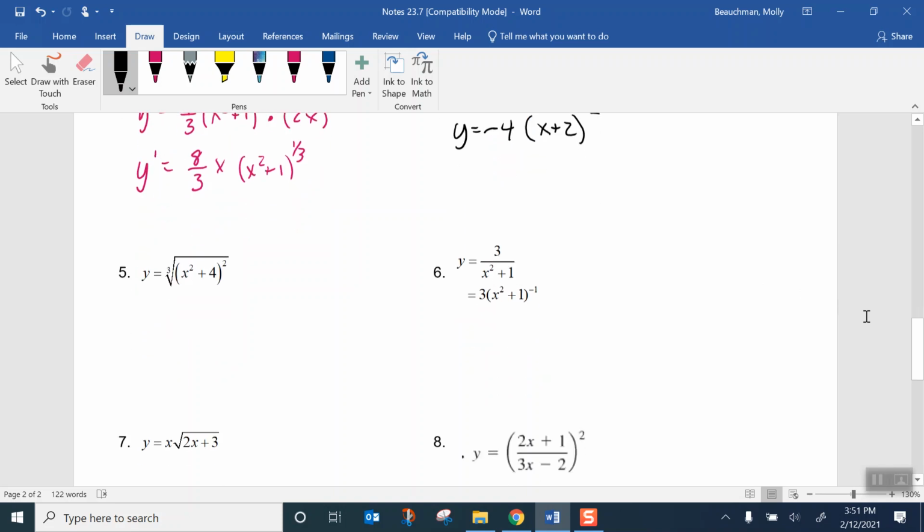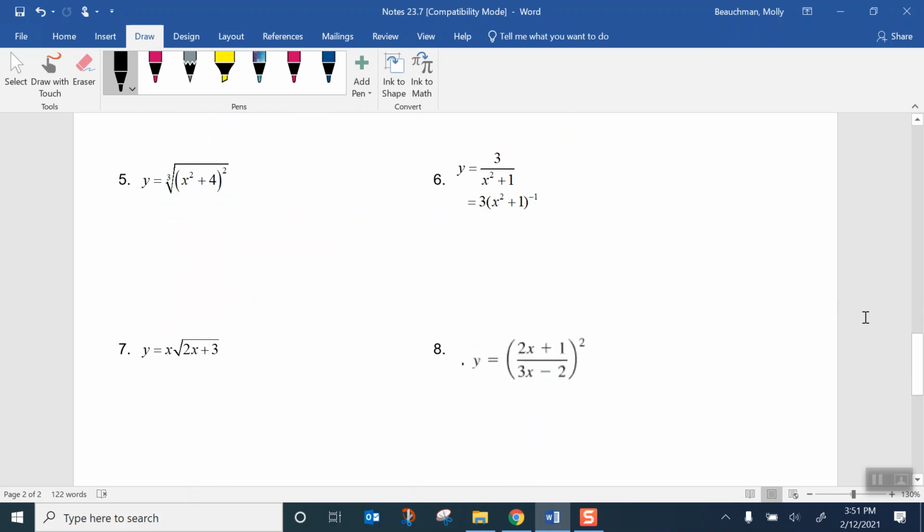I'm just going to take a look at the next few and rewrite them. Next, y equals the cube root of (x² + 4) squared. To rewrite that, we would have y equal to (x² + 4) to the power of 2/3. Then you can apply the chain rule. Number 6 is rewritten like this: if you have x² + 1 in the denominator and you want to use the chain rule, you can bring that entire expression up to the numerator by taking it to the power of -1.